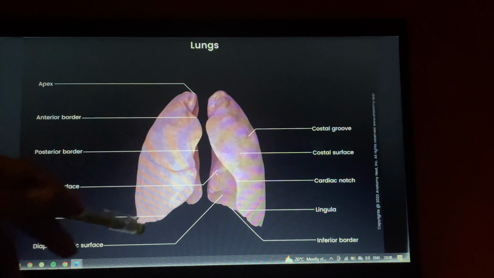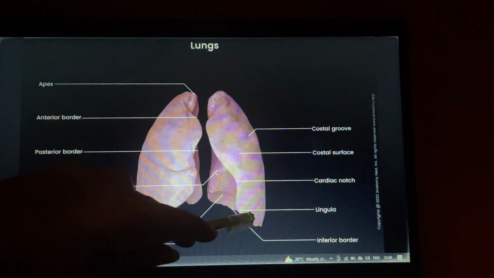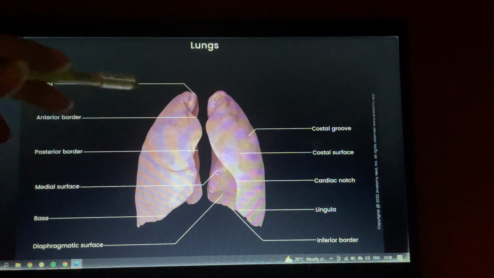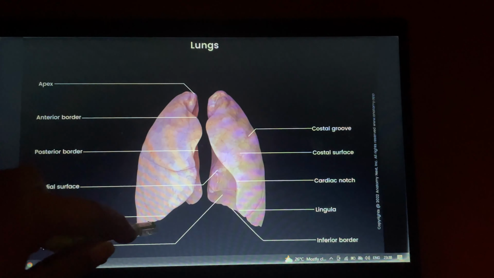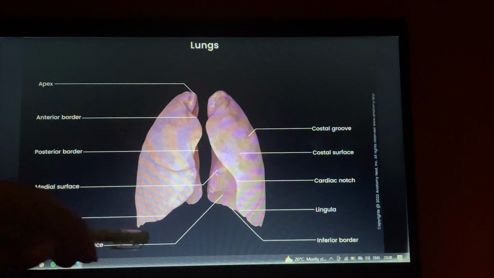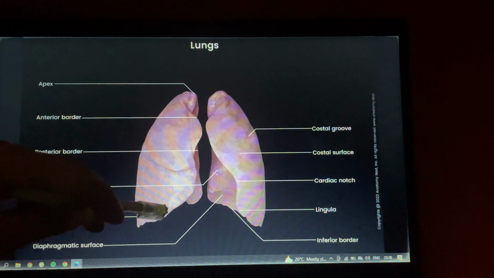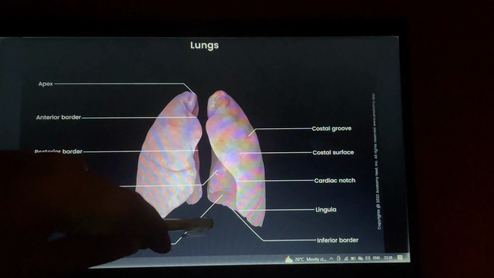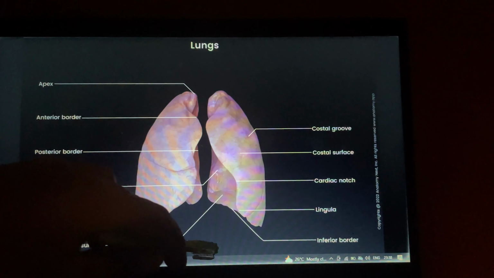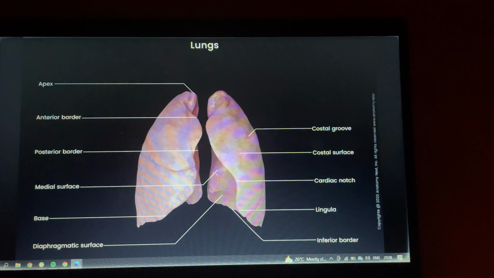When we talk about the base, it is semilunar or concave in shape and rests above the diaphragm, which separates the right lung from the right lobe of the liver, and the left lung from the left lobe of the liver, the fundus of the stomach and the spleen. Here the liver is present, so the right lung is separated from the liver by the diaphragm that lies in between, and the left lung is separated from the stomach fundus, spleen and the left lobe of liver by the diaphragm. Next one is the anterior border.